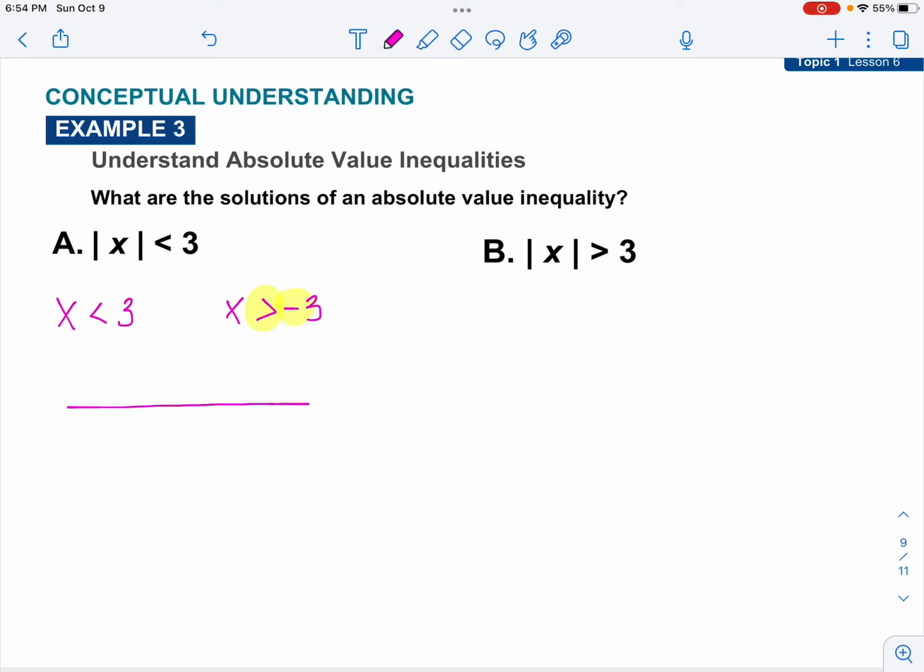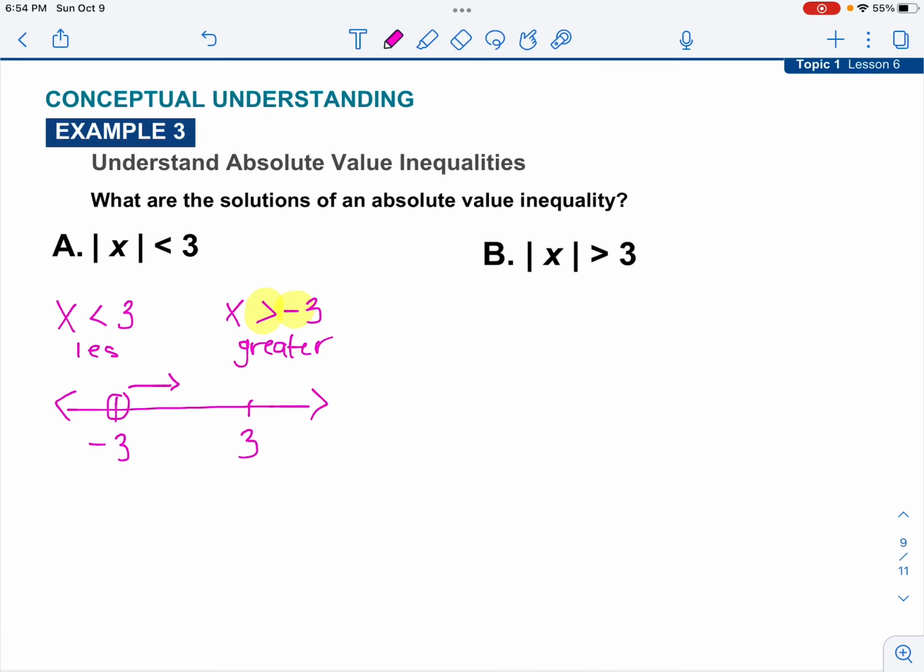So negative 3, positive 3, we have an open circle. So our values of x are greater than negative 3, and our greater than values go to the right. However, our values of x are less than positive 3, so open circle going back to the left. So it looks like these two will meet in the middle. Our solution will meet in the middle. All of our solutions are in the middle.